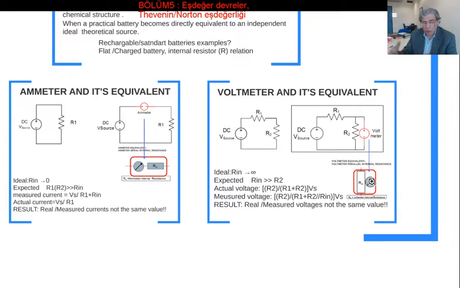Why did we explain all that? We just showed you that the practical voltmeter's equivalent circuit is this, which has an internal resistor in it.